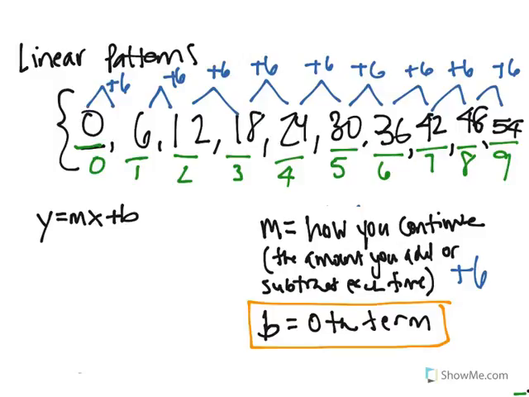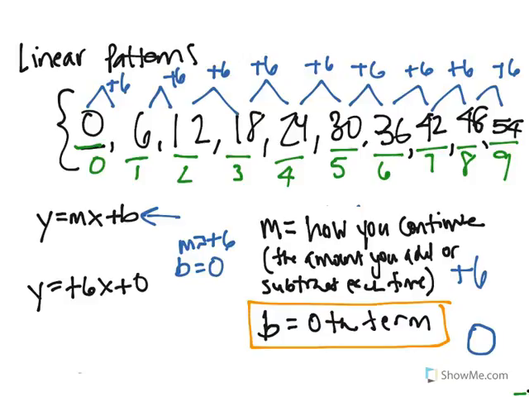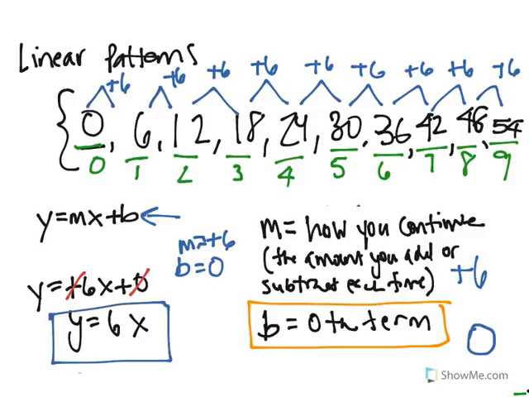The 0th term is not always 0, but in this case, in this problem, the 0th term is going to be 0. So if we plug these values into the linear equation that we have over here, what are we going to get? M equals positive 6, B equals 0. Well, we would get Y equals positive 6x plus 0, or just Y equals 6x, since the positive and the 0 you don't need. So this would be the equation of the linear pattern.